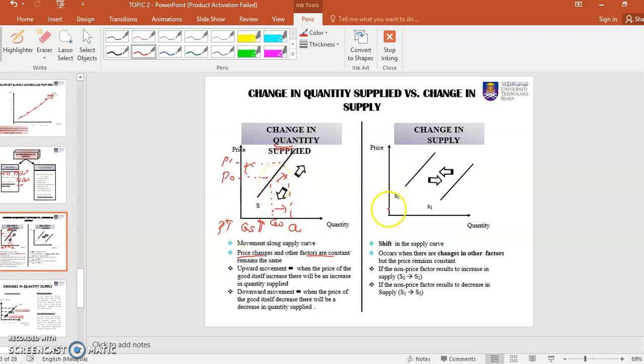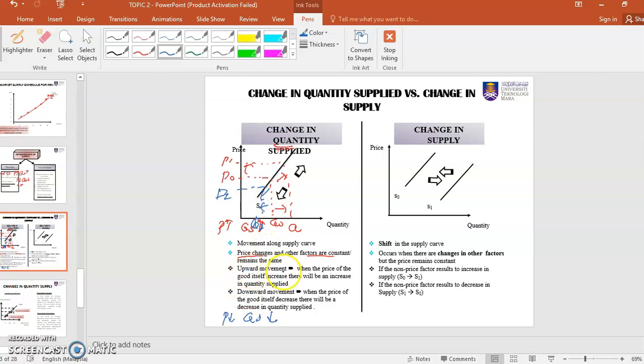Okay, while when price decreases, when price decreases, quantity supply also decreases. So when the price is lower, for example from P0 to P2, this is P2, the new price. From P0 to P2, it shows quantity supply also decreases to Q2. So when price decreases, quantity supply also decreases. So it shows a downward movement.